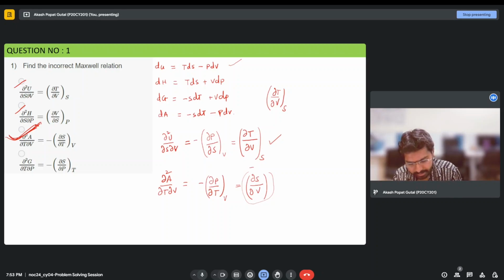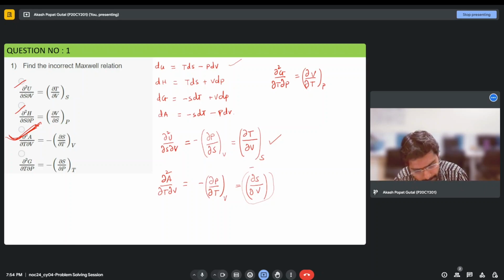And for practice, let's try del square G by del T del P. Write it for practice. Del square G by del T by del P, that will give you, differentiate first with del P, del by del P at constant temperature T will give you volume. And once you differentiate again with T at constant pressure, it is del V by del T at constant pressure P. Fine.